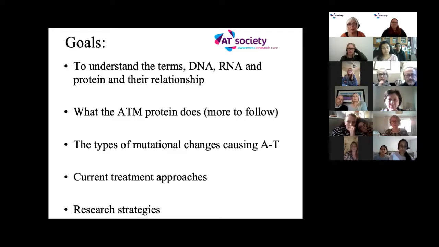I won't be able to cover all of that today, some of the current treatment approaches and some of the research strategies. And the idea is for you to be able to get to the point where you feel you can understand some of these terms and get a feel for what the treatment approaches are and the research strategy is.